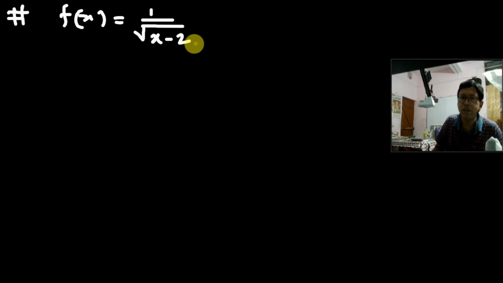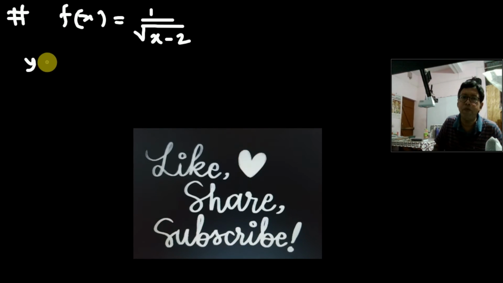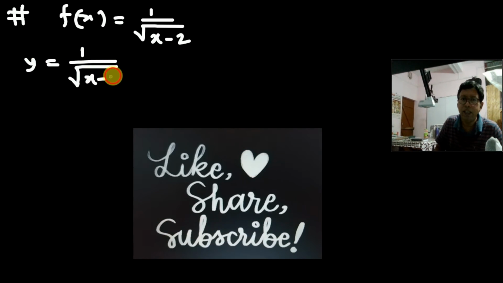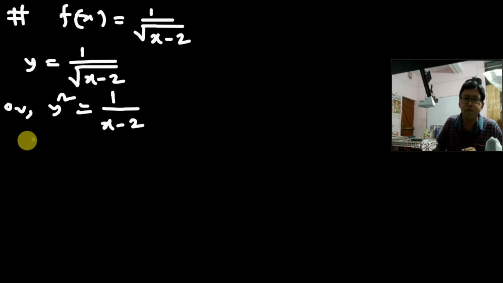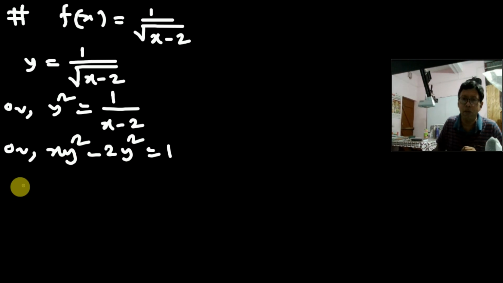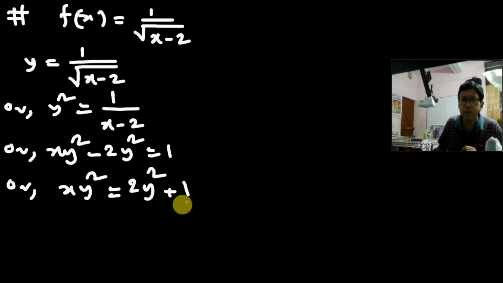Another question. Say f of x is equal to 1 divided by root over x minus 2. Let us consider it as y is equal to 1 divided by root over x minus 2. Express x in terms of y. So square it: y² is equal to 1 divided by x minus 2, and cross multiply: x y² minus 2y² is equal to 1. x y² is equal to 2y² plus 1. So what is x? x is equal to 2y² plus 1 whole divided by y².